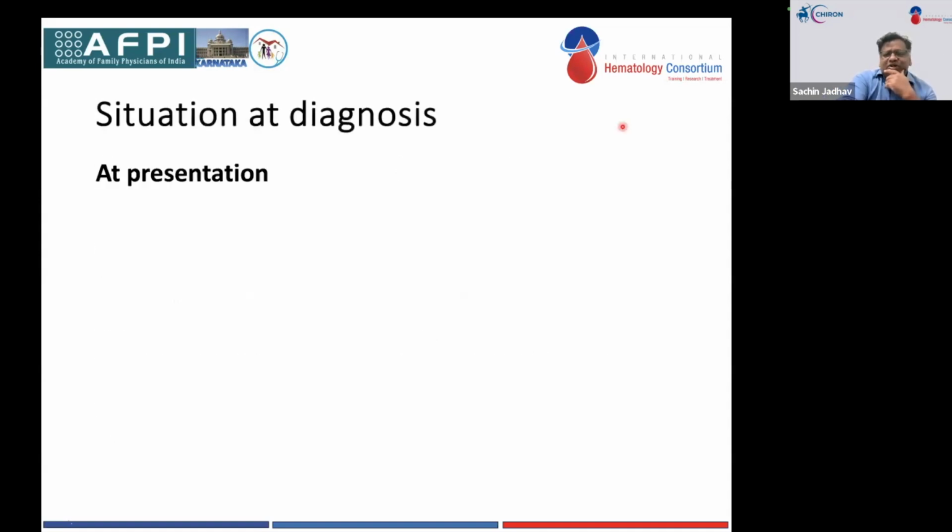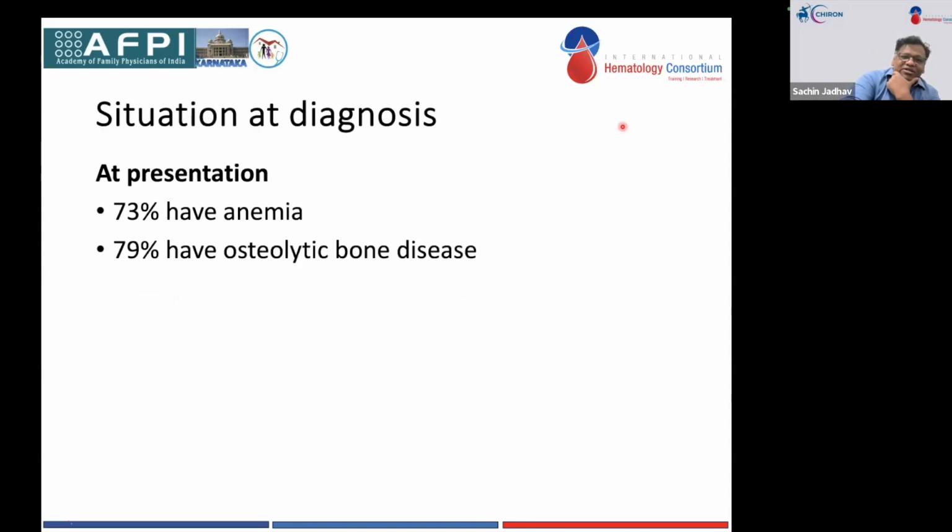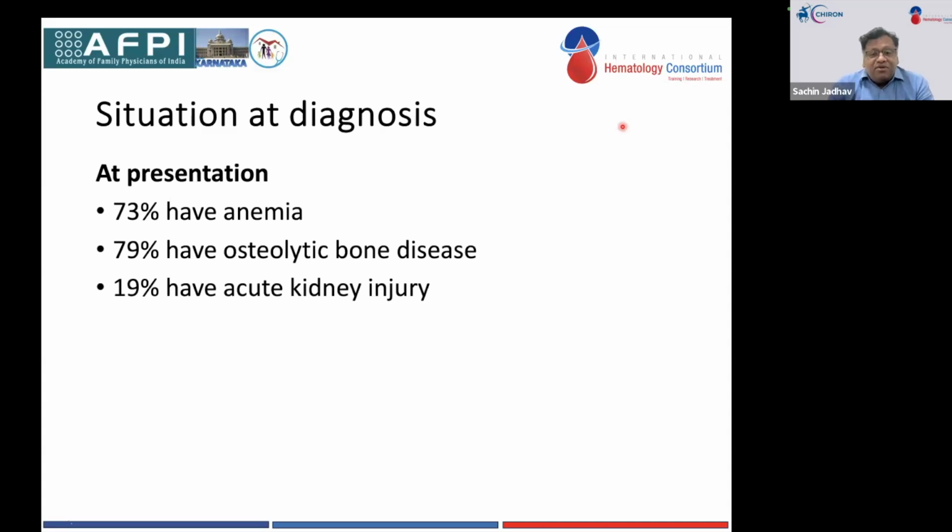At diagnosis, what typically happens? Not everybody has CRAB. So only 73% of patients have anemia. About 80% have lytic lesions, which means 20-25% will not have lytic lesions. And only 19% have high creatinine. Okay. Because in today's world, we are able to diagnose patients early. Many times we are diagnosing patients in the MGUS stage or smoldering myeloma stage.